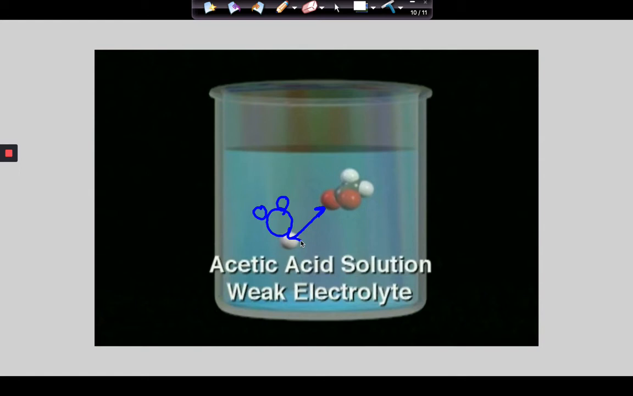The idea is that this is actually a pretty good base. And because it's a good base, it will pull that hydrogen back from hydronium and it'll turn back into the original acetic acid molecule, making this a weak acid. Do you see the distinction?